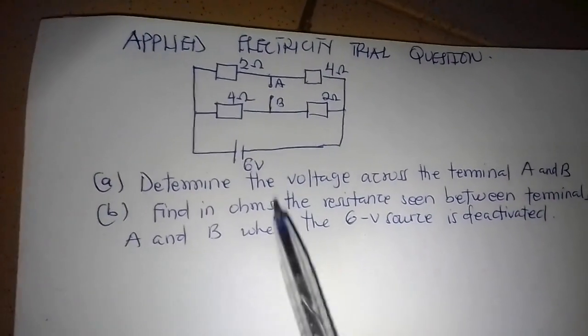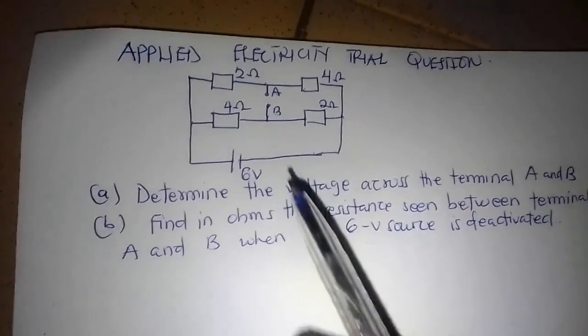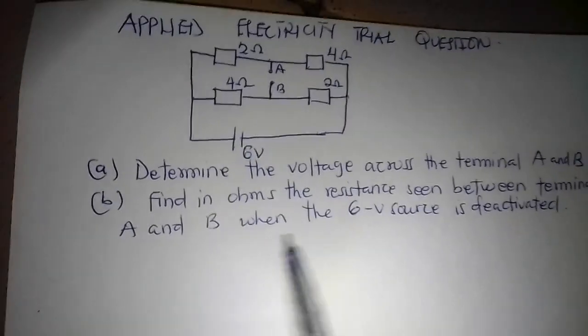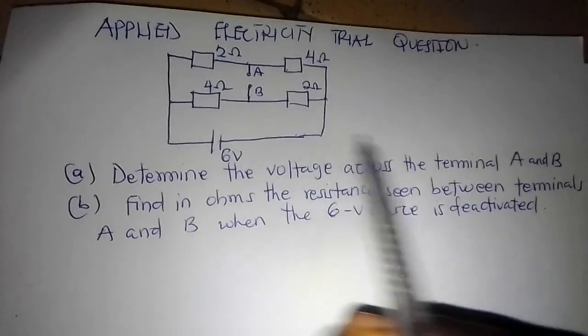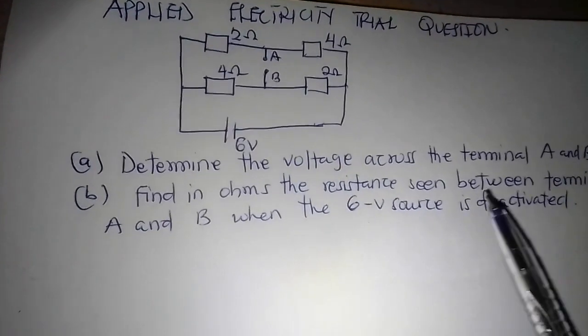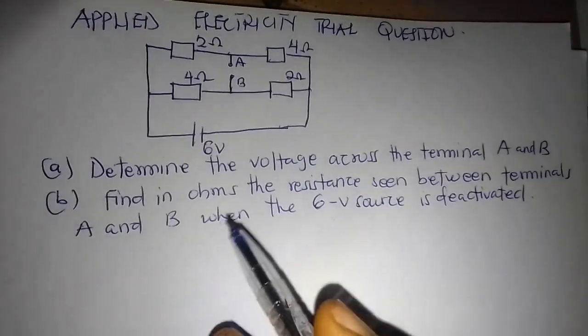So today we have this circuit here, which is a bridge circuit, and it's also an application of Thevenin's theorem. So let's see what the question is having for us. Determine the voltage across the terminals A and B, then find in ohm the resistance seen between the terminals A and B when the 6 volts is deactivated.